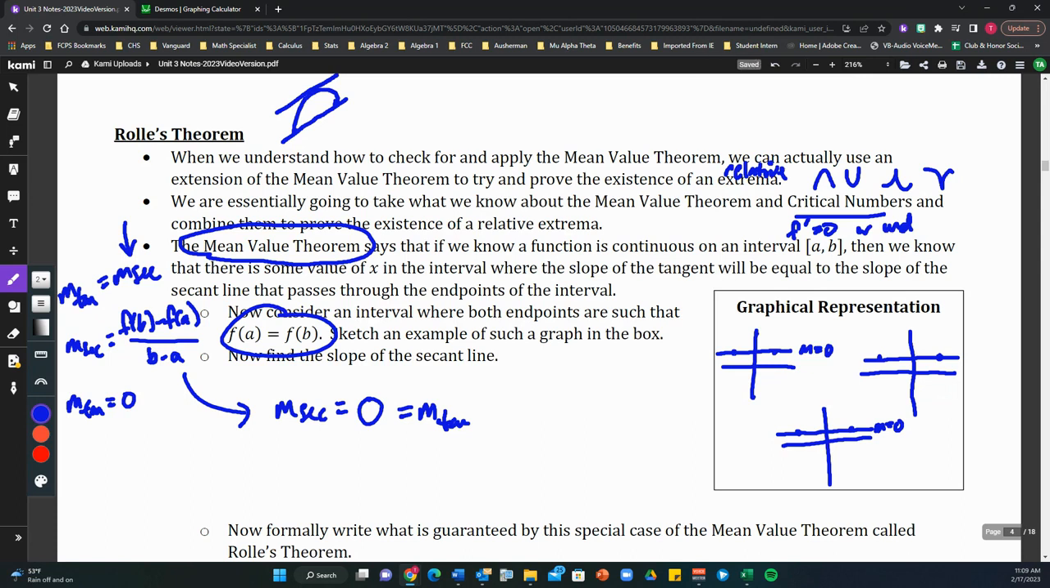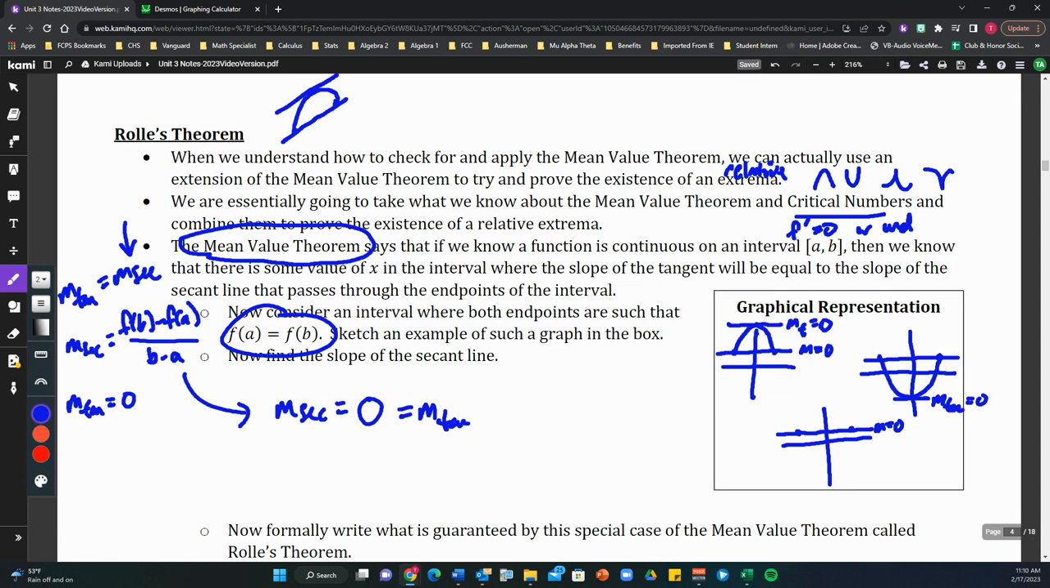Well, one possibility is if I start at this endpoint, I can go up from there and come back down. If that was the case, then we do, in fact, have a point in between where the slope of the tangent is also equal to 0. Another possibility is we start going down from that first endpoint, and then we turn back up to get back up to that same y. In that case, we still have a place where the slope of the tangent equals 0. It's just occurring at a minimum value.